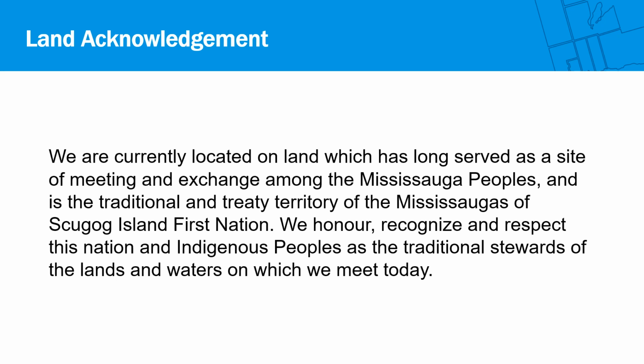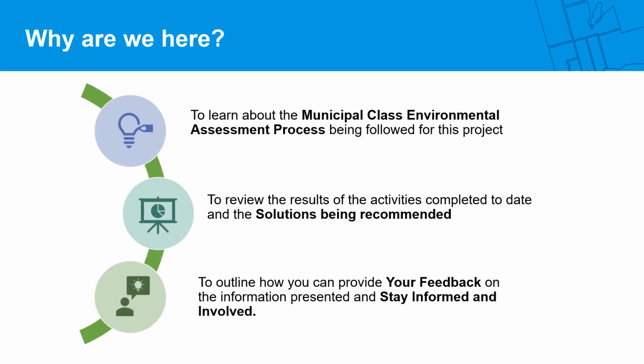The region is undertaking a Municipal Class Environmental Assessment, or Class EA for short, to complete infrastructure upgrades for the Sunderland Water Pollution Control Plant. The main objectives of this virtual public information center are to learn about the Municipal Class EA process being followed for this project, to review the results of the activities completed to date and the solutions being recommended, and to outline how you can provide your feedback on the information presented and stay informed and involved.